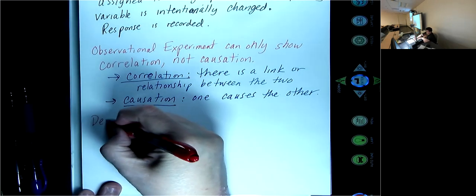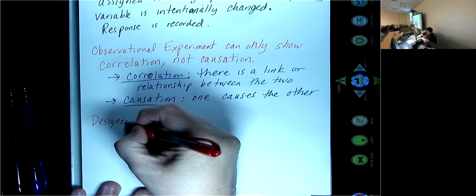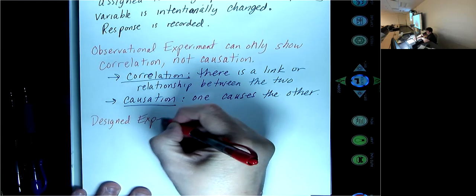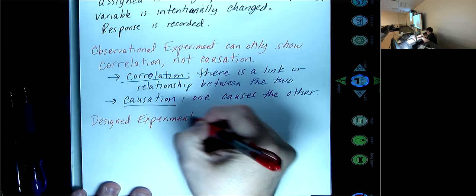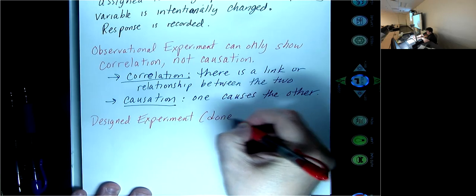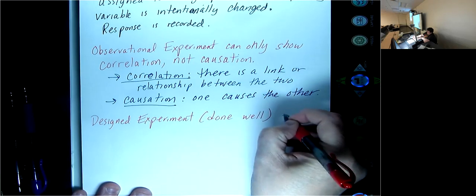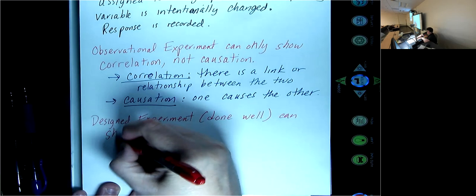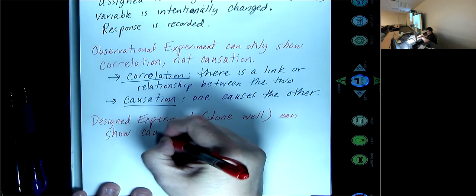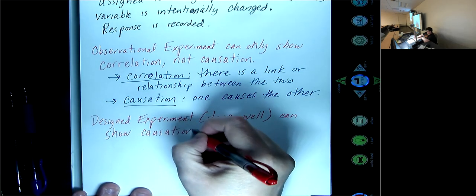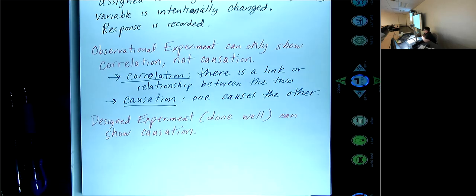A designed experiment, done well, can show causation. You literally have to try to eliminate all the other factors, or make it so that there's no reason to think either of the groups would be different other than the thing you changed.